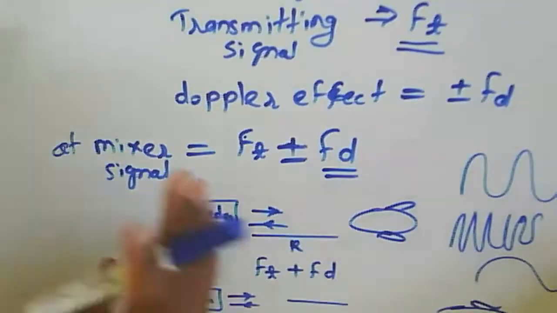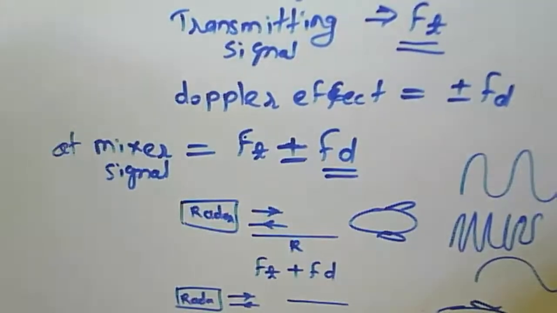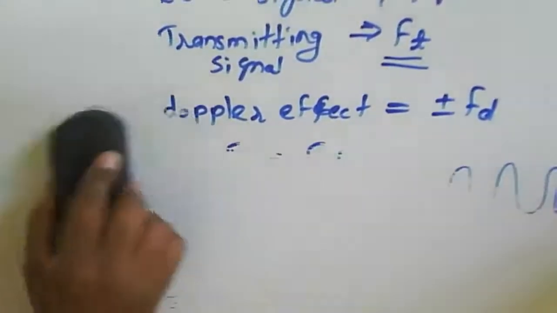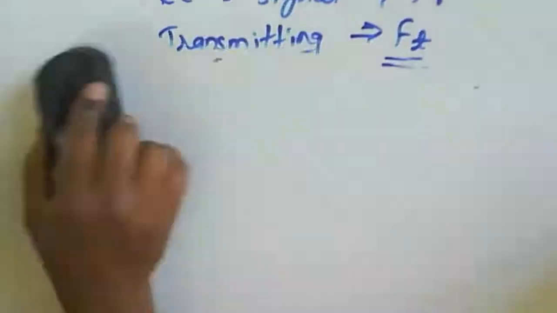When we consider an object or a target, whether it is away from the radar or near to the radar, we will define it accordingly. Your object may be nearer to the radar or away from the radar. That will be defined based on the echo signal we are receiving. That is about the Doppler shift.